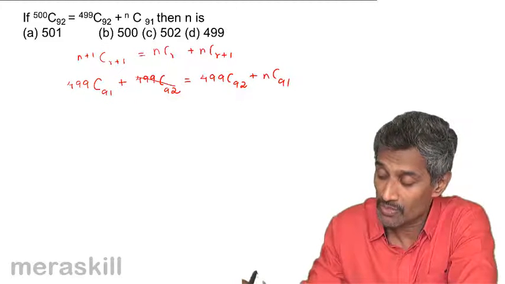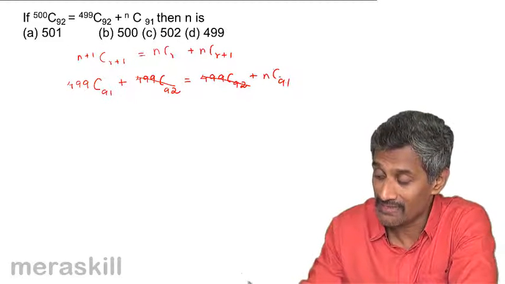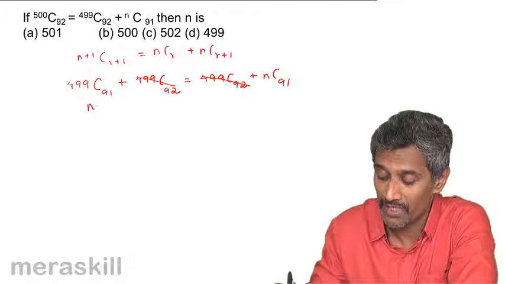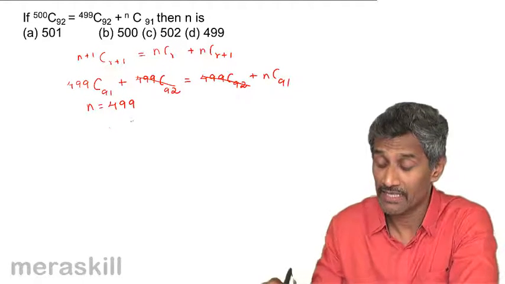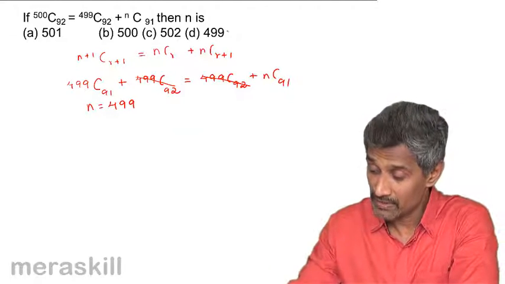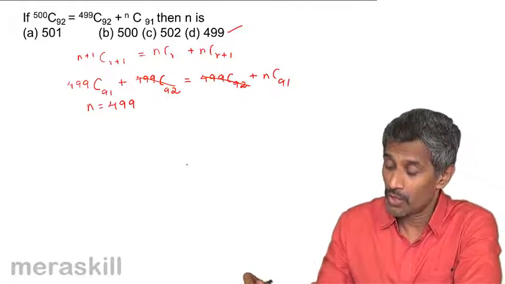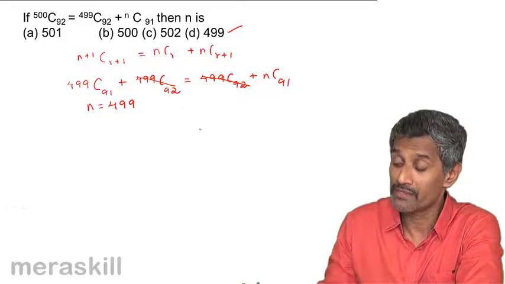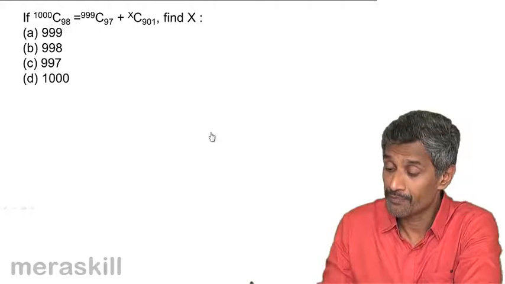Now here these two terms are getting cancelled. So we have 499C91 is NC91. So therefore N has to be 499, and hence the answer in this case is 499. So this is what we get as the option, and yes, it's tallying with what we have.